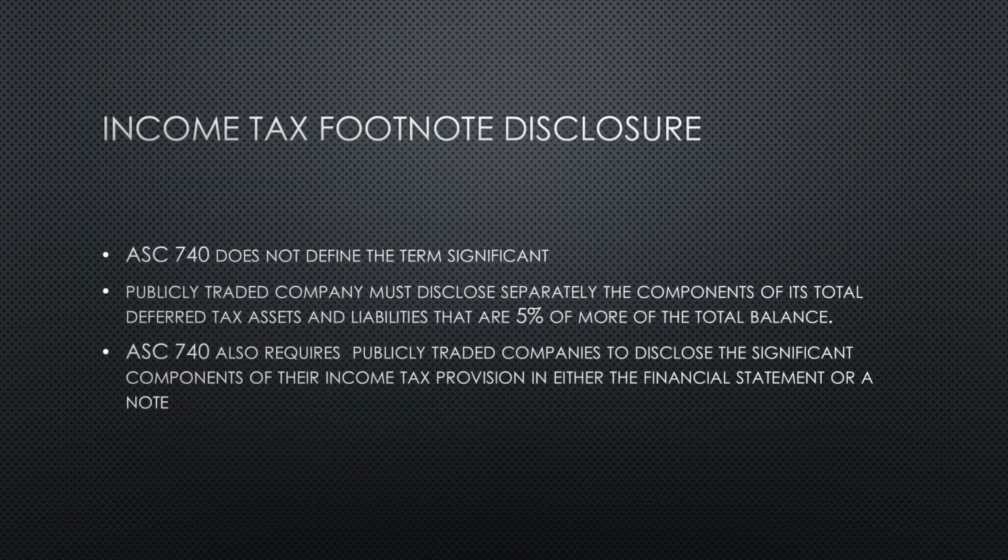Strangely enough, the ASC 740 does not define the term significant. However, public companies need to disclose separately components of their total deferred tax assets and liabilities that are 5% or more of the total balance. It also requires public companies to disclose the significant components of their income tax provisions in either the financial statement or note.